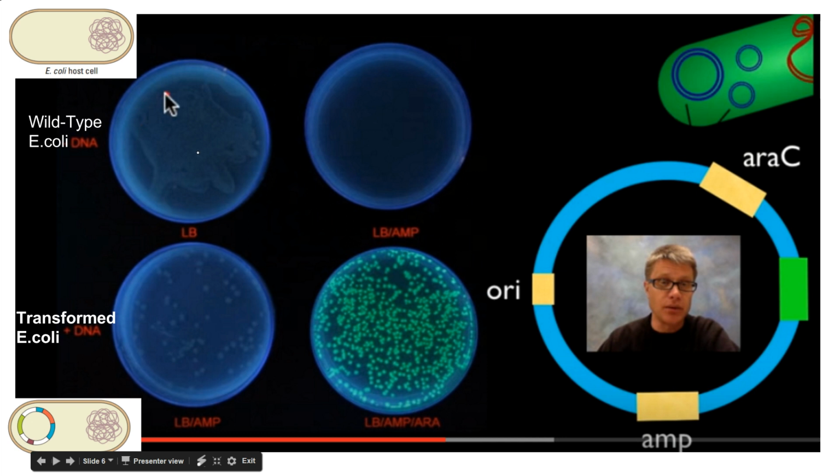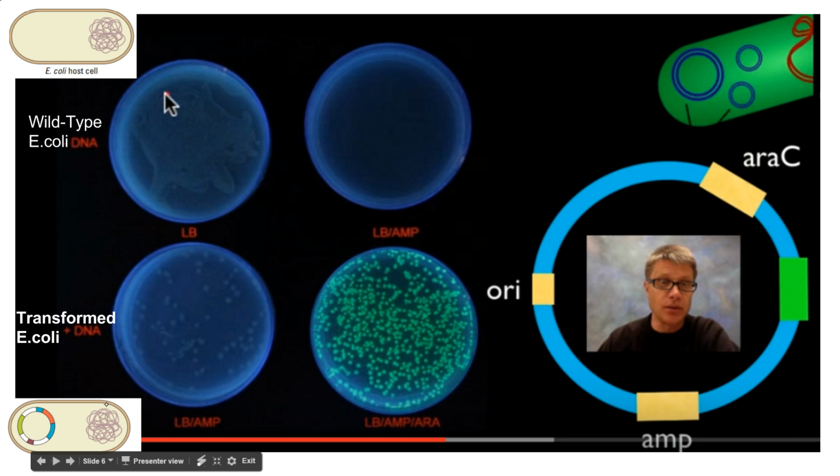So right here, what this is showing is that if you grow regular E. coli on just a nutrient agar, this Luria broth, you're going to get a lot of bacteria growth, and you can kind of see that there. Now, if you took this normal E. coli and grew it on a nutrient agar plate that also had ampicillin, which is an antibiotic, you're going to get nothing to grow. Everything's going to get killed because this wild type E. coli gets destroyed by ampicillin antibiotic.